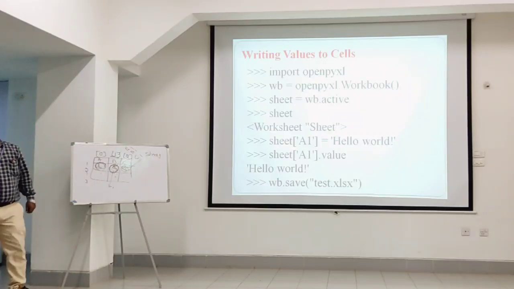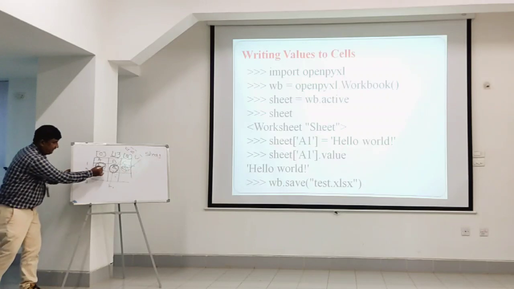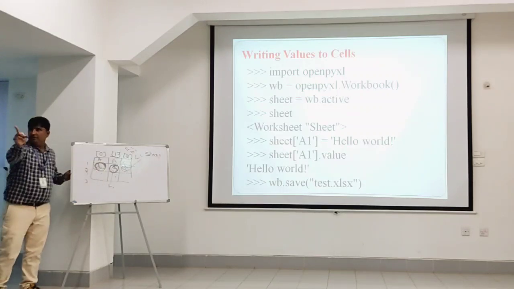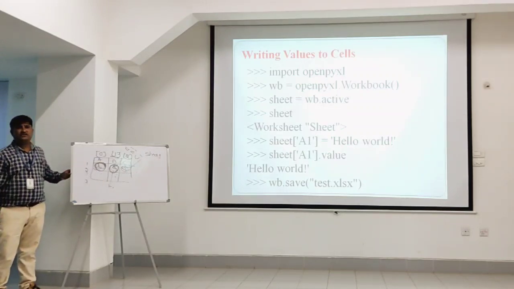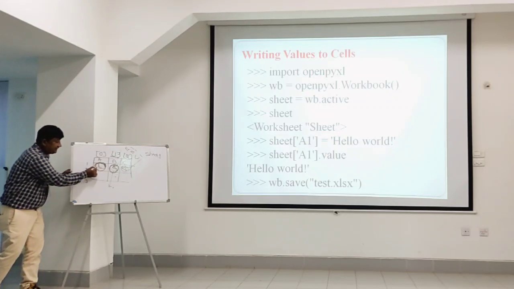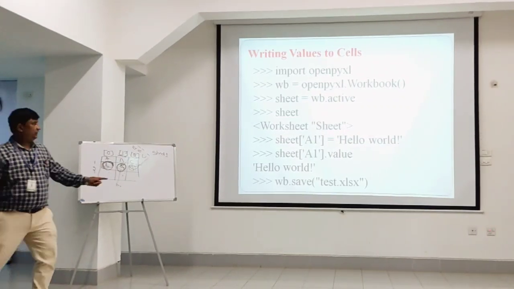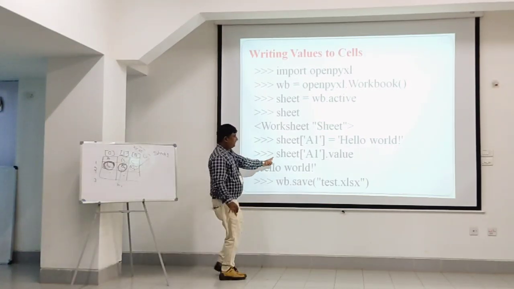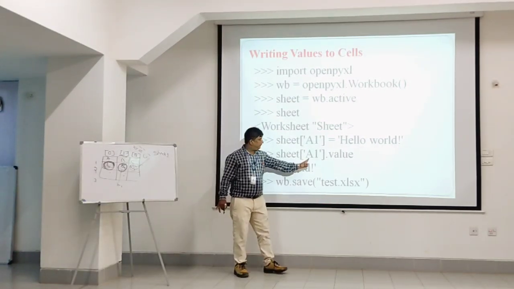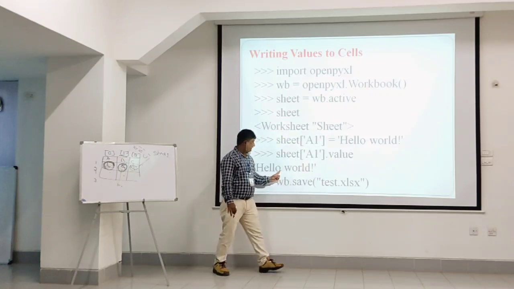A1 means, can anyone tell me where? This is where? Here. First row? Very nice answer. First row and first column. In that, what value did I store? Hello. So if I check sheet of A1 dot value, what is that?